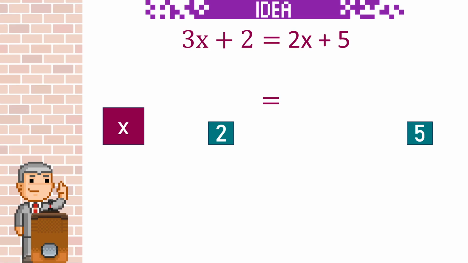Nice. We can see that when we do this, we now only have an x on the left. We can now subtract 2 from both sides. And we're left with x equals 3. We've solved the equation. We can check this on the left. 3 times 3 plus 2 is 11. On the right, 2 times 3 plus 5 is also 11.